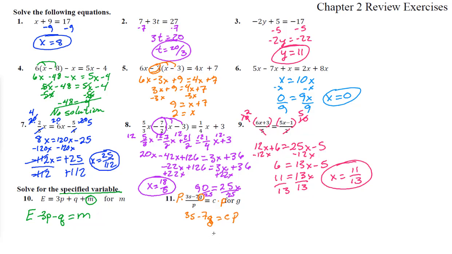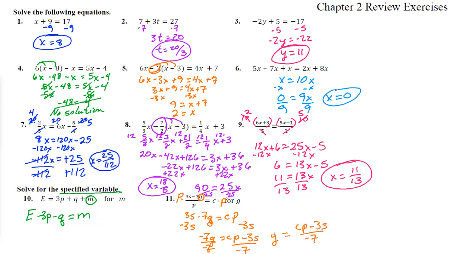All right, we don't have any multiple g's. So we can just subtract 3s from both sides. Subtract 3s from both sides, we get negative 7g equals cp minus 3s. All right, and now divide by a negative 7. Divide by a negative 7, and we get g equals cp minus 3s over negative 7.